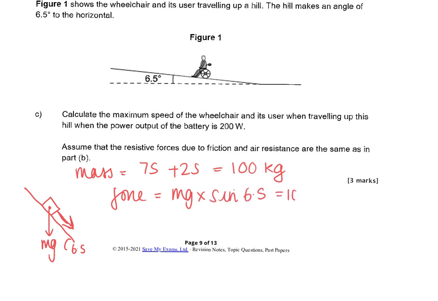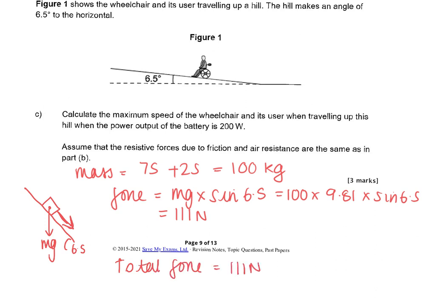So that's going to be 100, the mass, times 9.81, gravity, times sine 6.5. And that force is going to be equal to roughly 111 newtons. So we've got that force working down, but we also have the one that we worked out in the question before, which is 78.1. So that is the total force acting down on it that needs to be overcome.